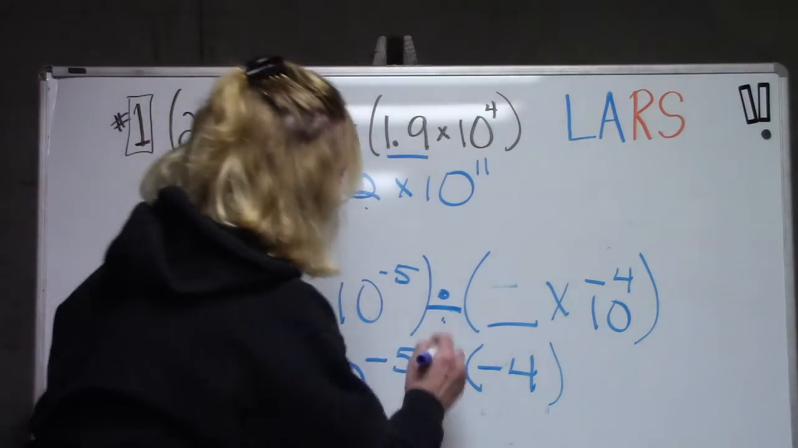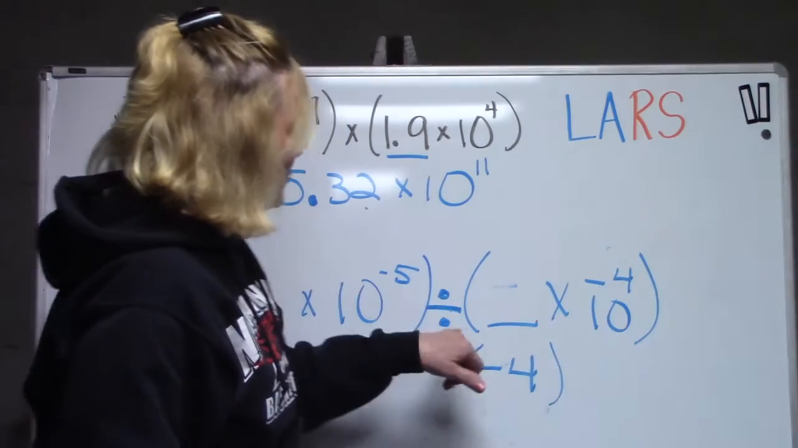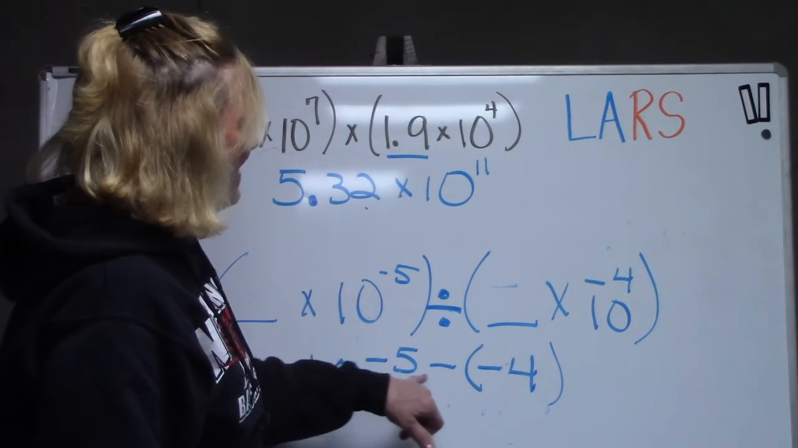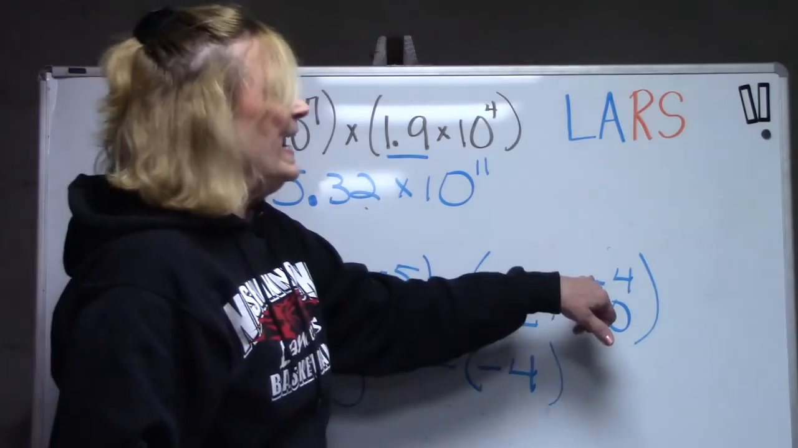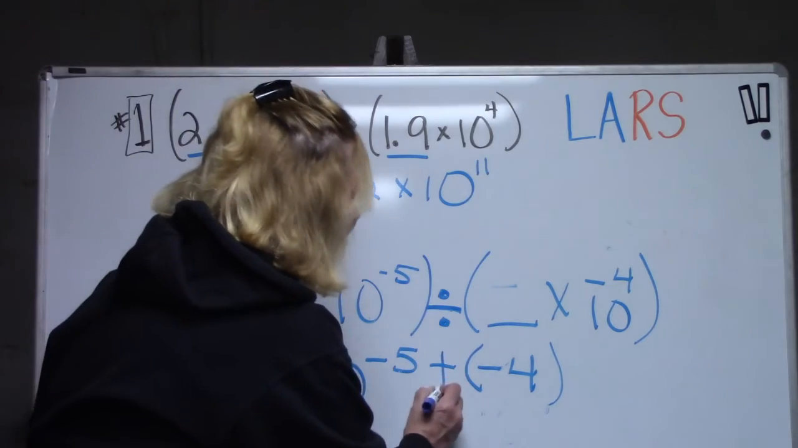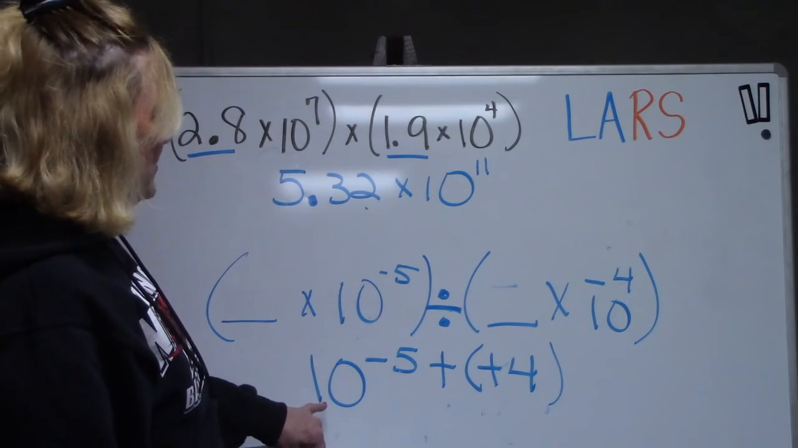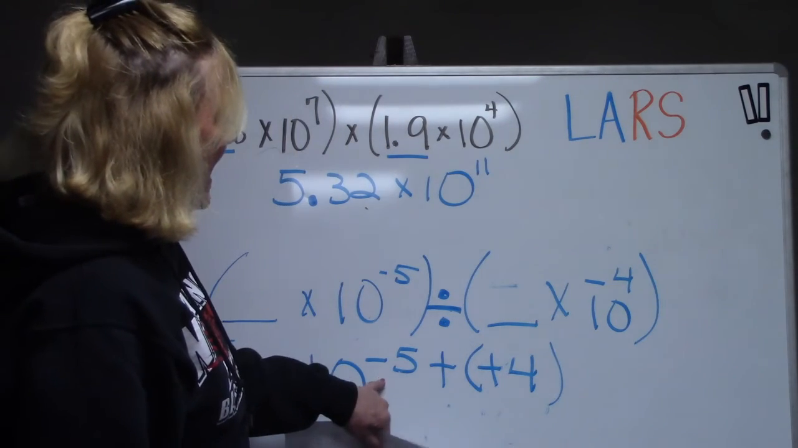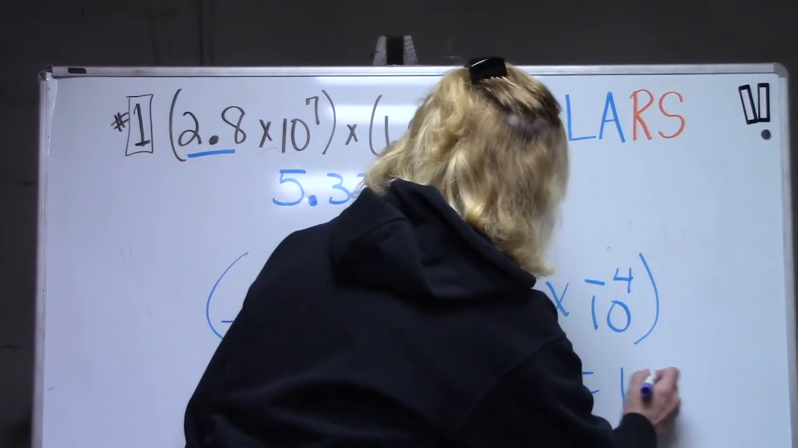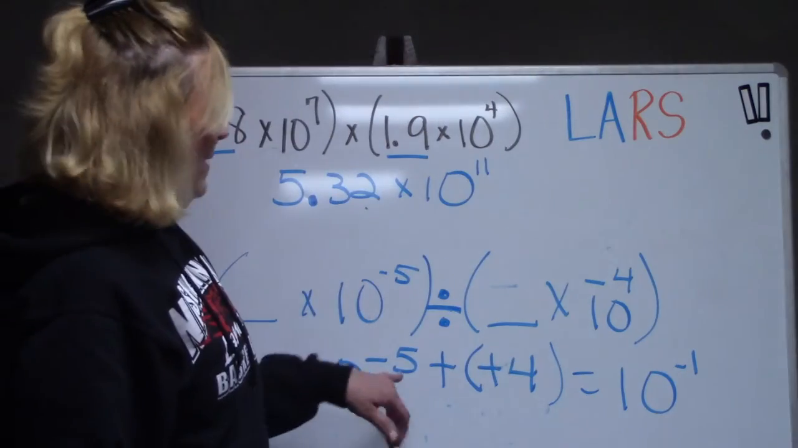So we are dividing here. Okay. Bases are the same. Since we're dividing, we're going to subtract. So I have 10 to the negative 5 minus a negative 4. What do I do? Keep, change, change. All right. So virtually this would be 10 to the negative 5 plus 4 or 10 to the negative 1 power. Okay? So don't let those trip you up.